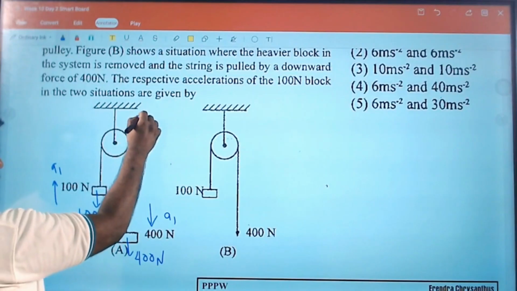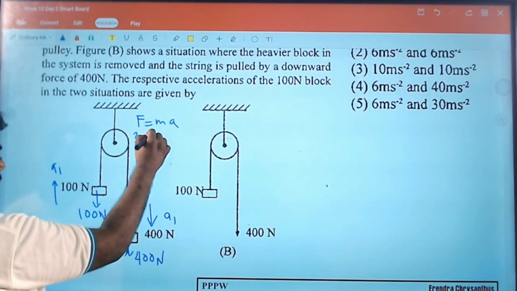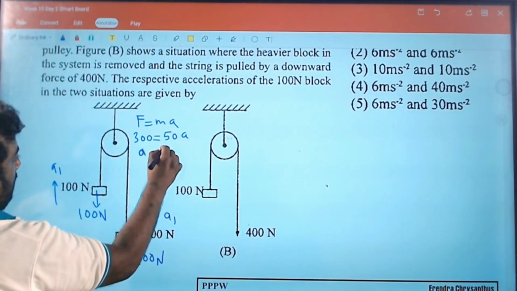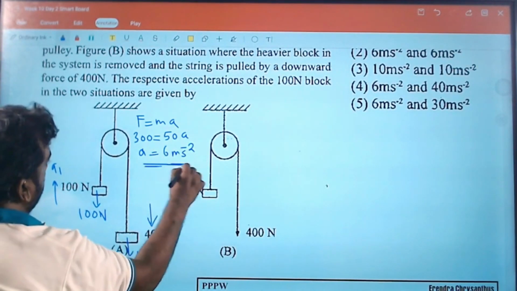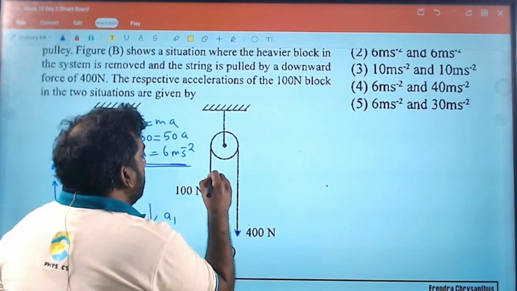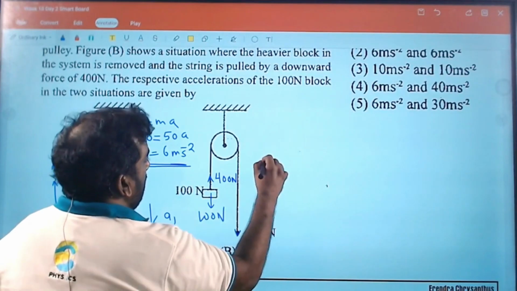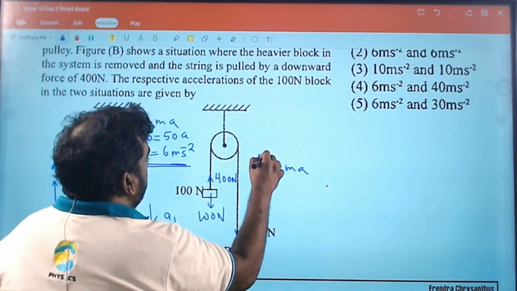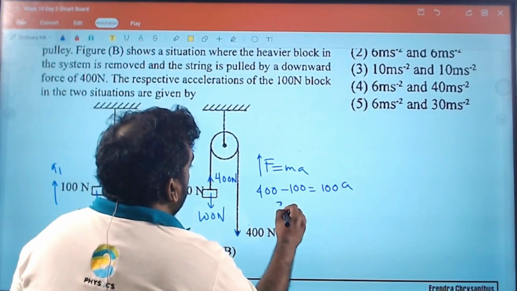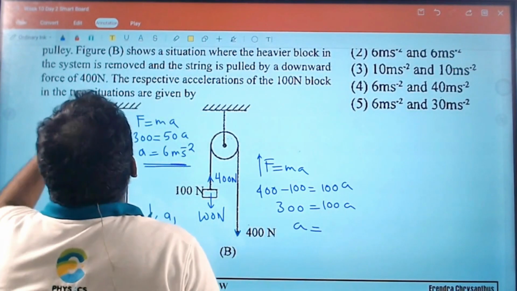Simplify this. 400 down, 100 up, 300. Mass is 10 and 40, 50. A is 6 meters per second squared. Here, I am applying 400, which means here also 400 Newtons. Apply F equals ma in the upward direction. 400 minus 100 equals mass into acceleration. 300 equals 100 A. Mass is 10, no?